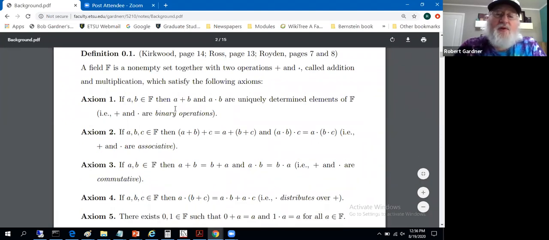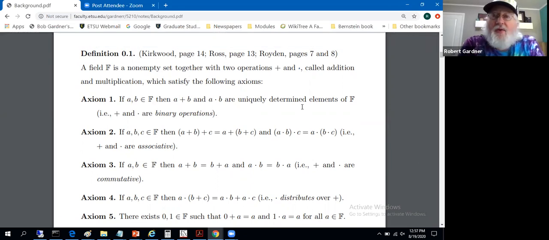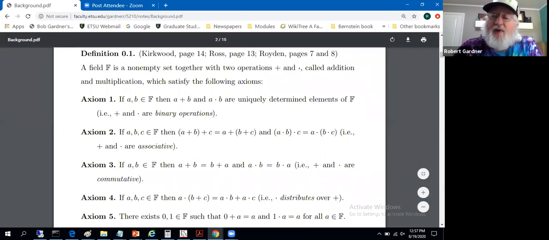Take two elements of the field, then the sum of those elements and the product of those elements are uniquely determined elements of the field itself. In other words, the algebra folks would say addition and multiplication are binary operations. Take any three elements from the field, then we have (A plus B) plus C equals A plus (B plus C), associativity of addition, and similarly with multiplication, associativity of multiplication.